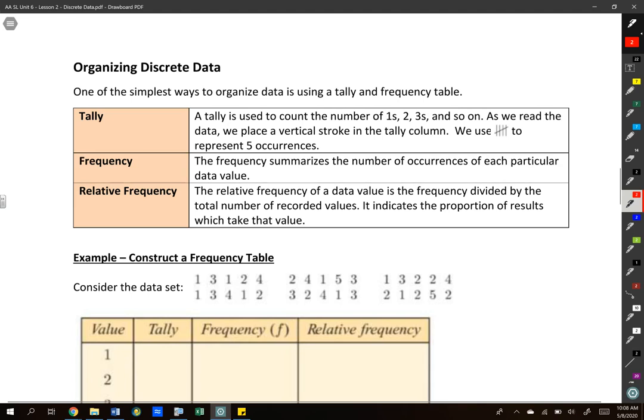A tally is used to count the number of 1, 2, 3s, and so on. As we read the data, we place a vertical stroke in the tally column, and we use this symbol right here once we get up to 5 occurrences. So just tallies. I'm sure you know how to do that, but I will show you. The frequency summarizes the number of occurrences of each particular data value. So once we're done tallying, we add them up. The relative frequency of a data value is the frequency divided by the total number of recorded values. It indicates the proportion of results which take that value.